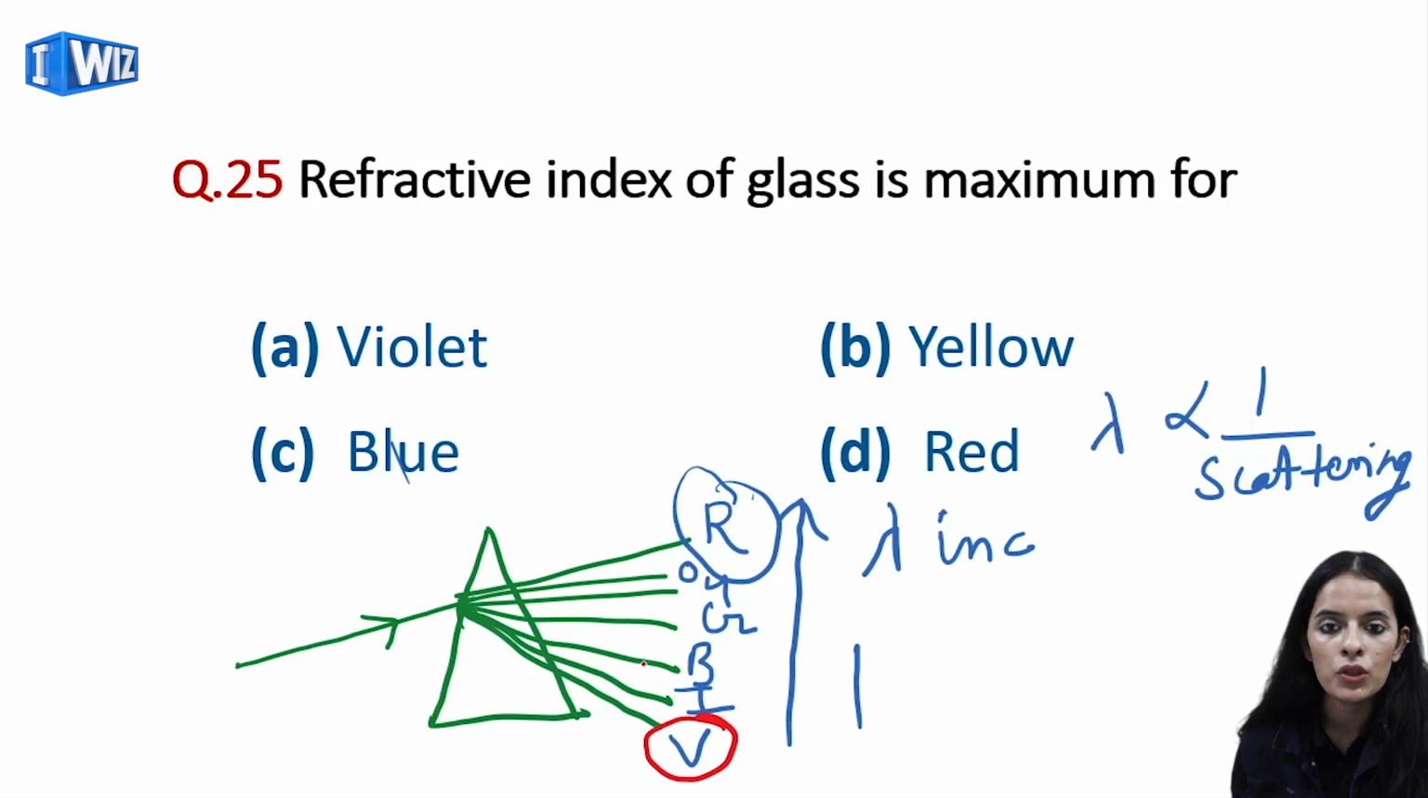And the more the bending, the more the refractive index. As we can see from here, violet light bends the most. So the refractive index of violet light will be maximum because it bends the most. As we know, when light goes from a rarer to a denser medium, there is a bending of light. More bending takes place in a denser medium. So here we can see that the bending is more in case of violet light as compared to the other lights. So violet light has the maximum refractive index.